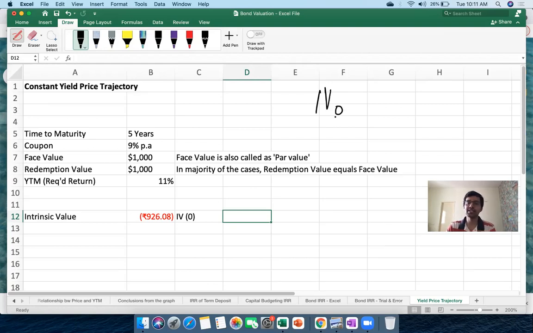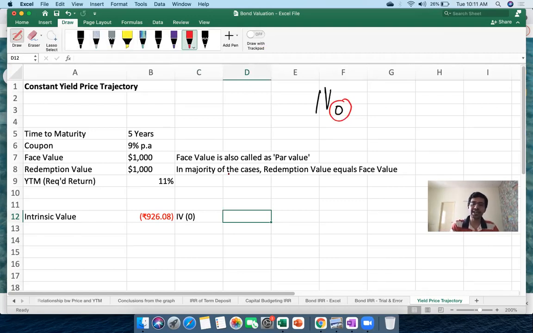We denote IV0, and we denote 0 as a subscript because what we're trying to say is this 0 is actually time equal to today. T equal to 0 always refers to today, right? And what we are trying to say is this is the intrinsic value today. IV0 refers to intrinsic value today.